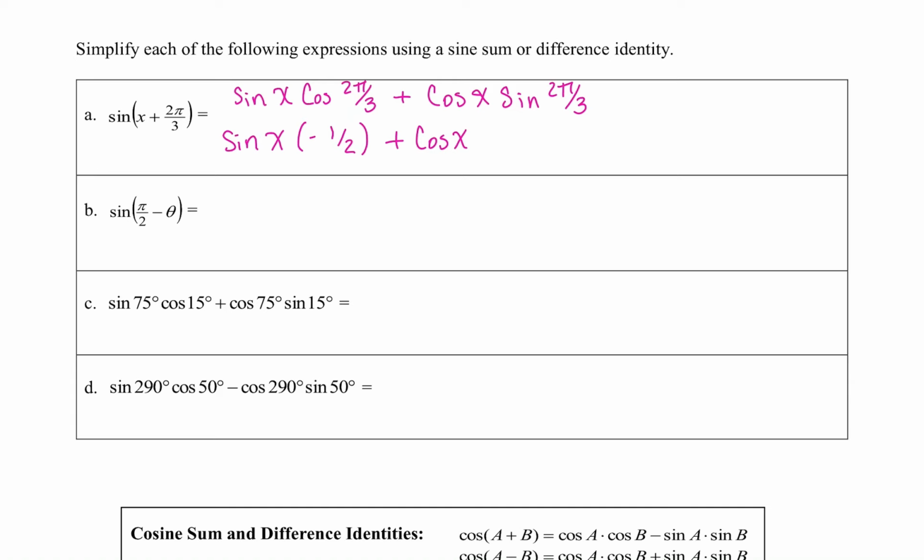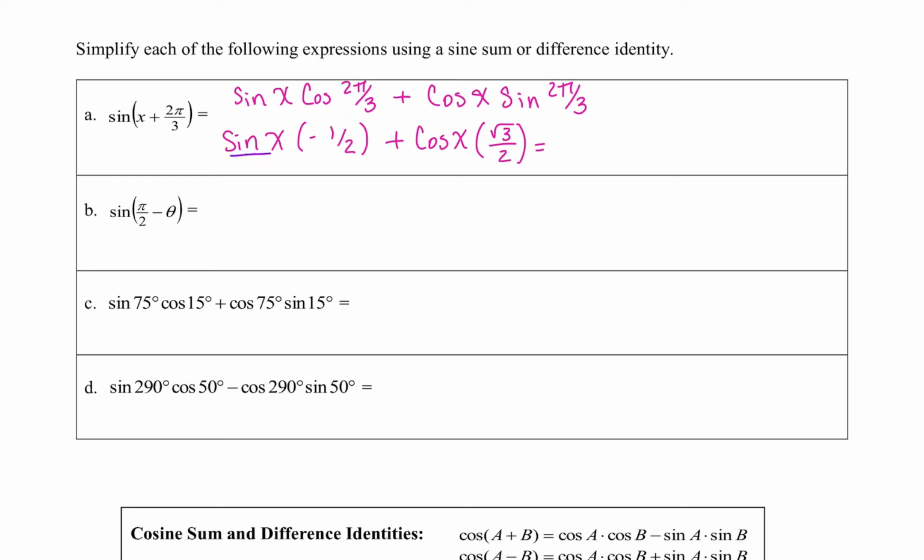Sine of 2 pi over 3, likewise, is in quadrant 2, but sine is the y value, and in quadrant 2, that's going to be positive. And for 2 pi over 3, sine at pi over 3 is square root of 3 over 2, so this is going to be square root of 3 over 2.